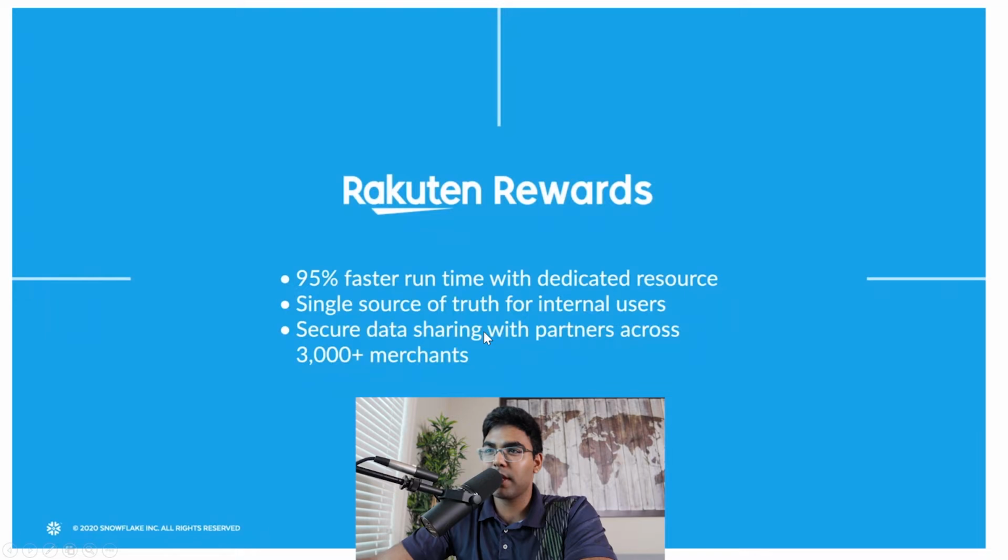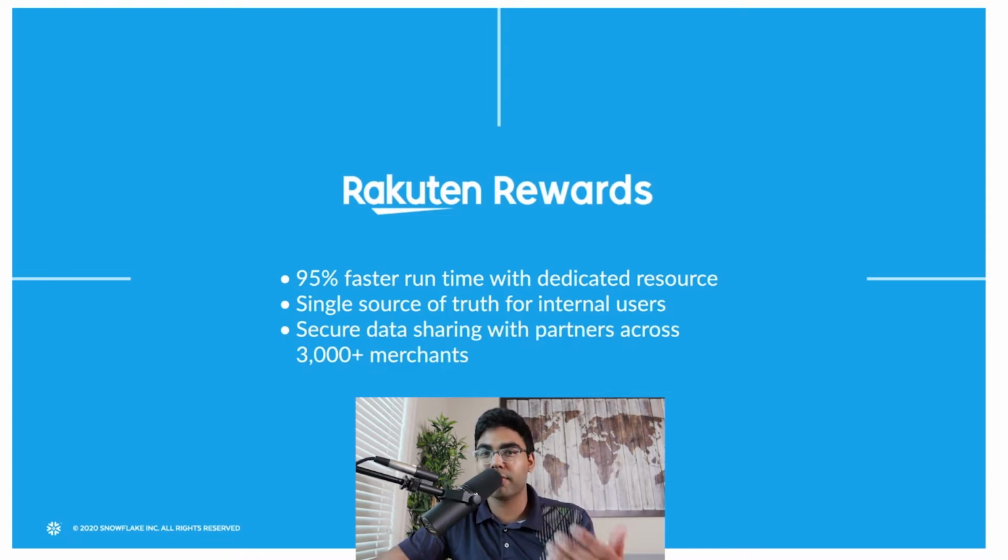And here's an example. Rakuten Rewards. First bullet, 95% faster runtime with dedicated resource. Second, you have single source of truth for internal users. And finally, you have secure data sharing with partners across 3,000 plus merchants. So the first bullet is basically saying that if you have this dedicated resource, aka Snowflake, you're able to basically streamline that whole process from, let's say, A to C. That means you have A to B, then B to C. So this whole process is taken care of by Snowflake versus going A to B, then at B, you have to wait maybe a day for someone to do XYZ tasks as a part of their job.